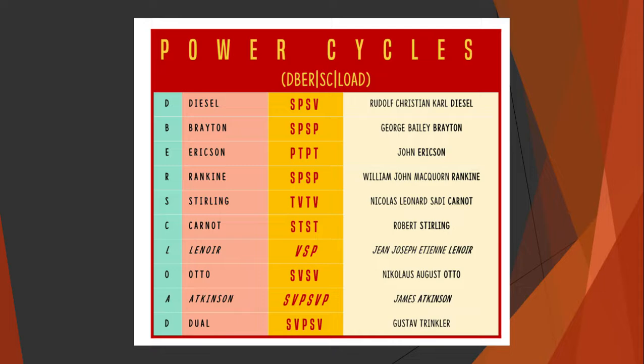So, yung D, nag-i-stand siya for Diesel. Yung B stands for Brayton. E stands for Ericsson. R stands for Rankine. S stands for Stirling. C stands for Carnot. L stands for Lenoir. O stands for Otto, A stands for Atkinson, and D stands for Dual. So, yan yung ating gas power cycle, D-BER-SC-LOAD.